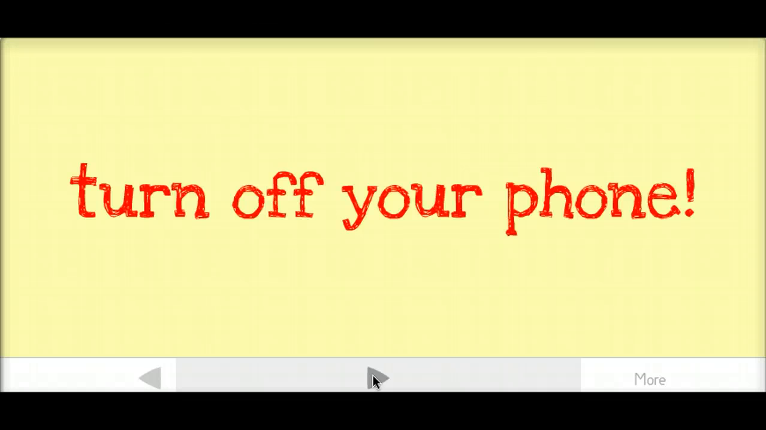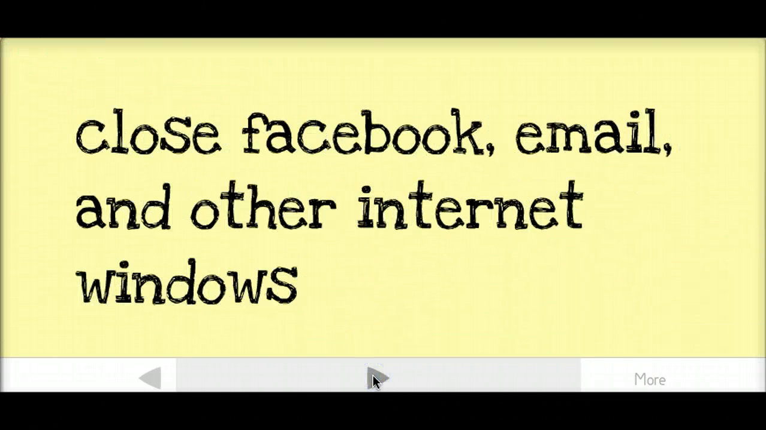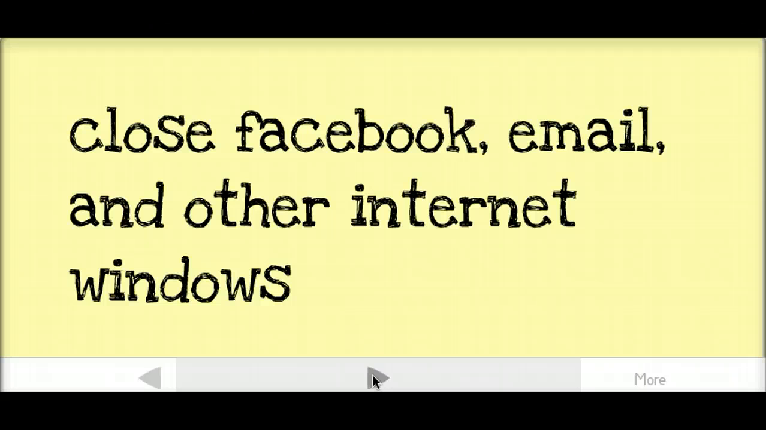Oftentimes you'll be in the middle of a video and you'll get a text message or a phone call and then it'll distract you. So turn off your phone and it'll be a lot easier for you to concentrate. The next thing is if you're watching the video on a computer, close Facebook, email, and other internet windows. Again, you'll get distracted if you have these things open and it'll take a lot longer to finish your homework.